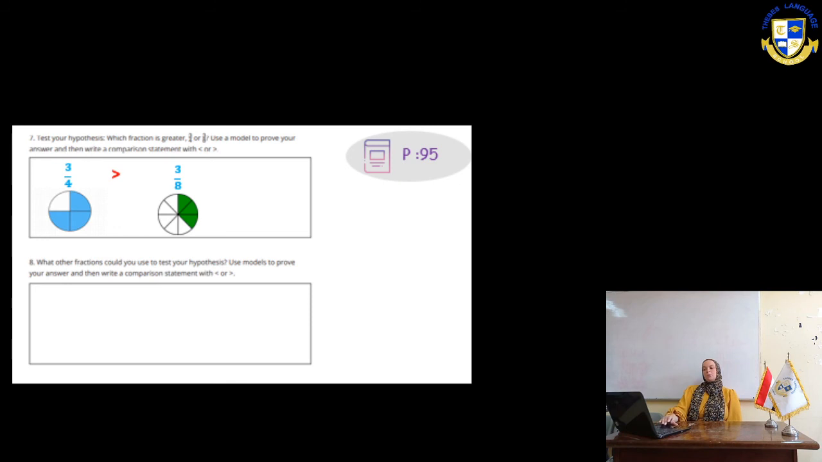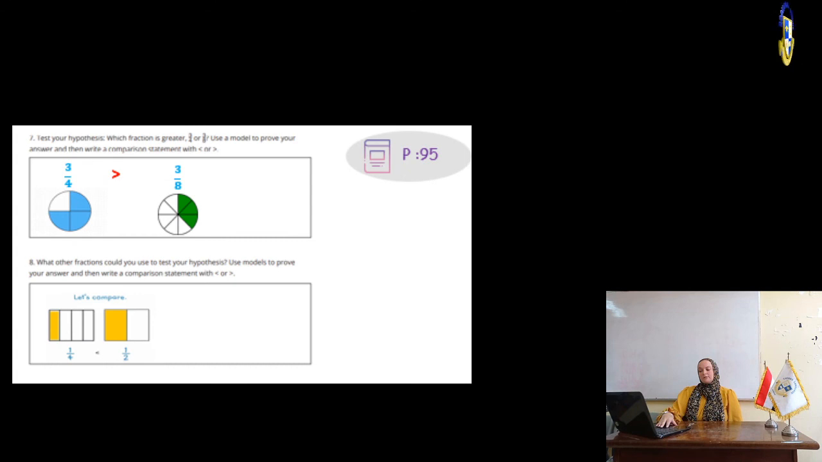Number 8, what other fraction could you use to test your hypothesis? Use models to prove your answer and then write the comparison statement. Here we have 2 rectangles, one cut into fourths and the other one cut into halves. So half is bigger than a fourth.